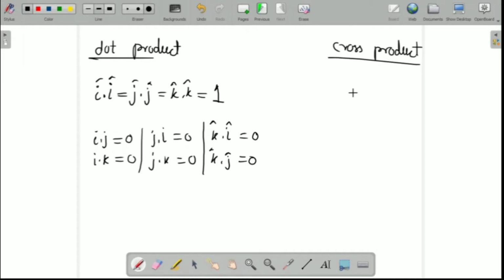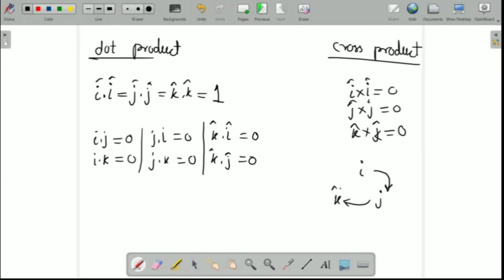In cross product, i cross i equals 0, j cross j equals 0, k cross k is equal to 0. Here we will follow the right hand thumb rule. i to j, j to k, k to i. If i cross j is there, going clockwise, then the result will be plus k. j cross k, then the result is i. k cross i is equal to j.